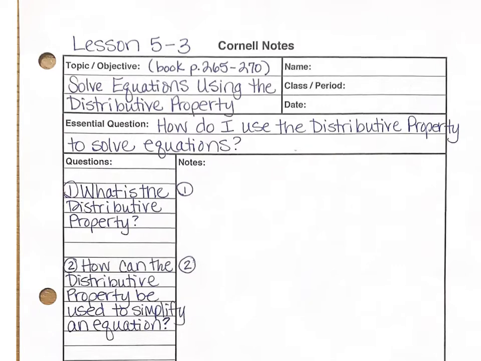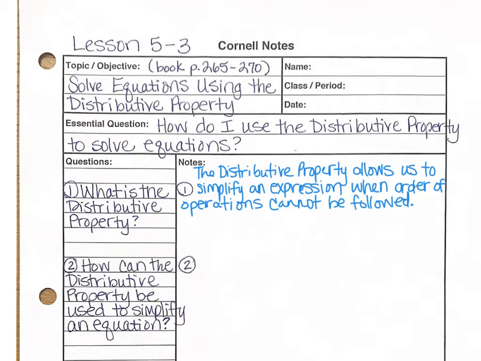Question number 1. What is the distributive property? The distributive property allows us to simplify an expression when order of operations cannot be followed. Let's consider example 1 from page 266 in your book.